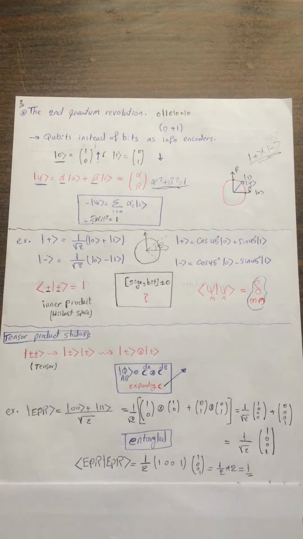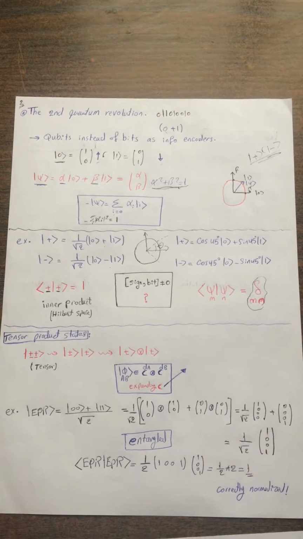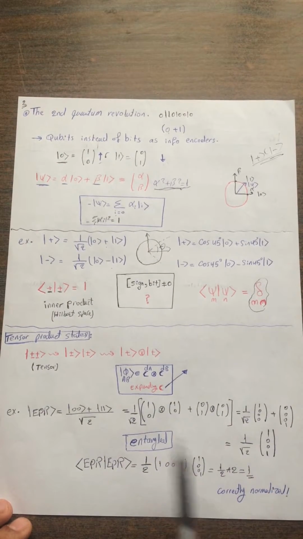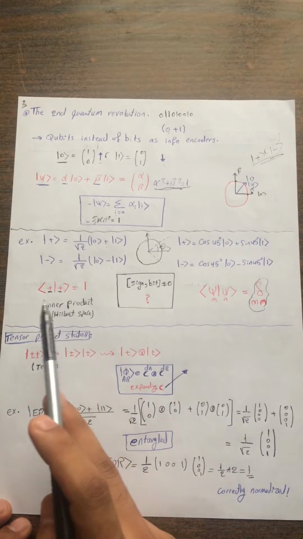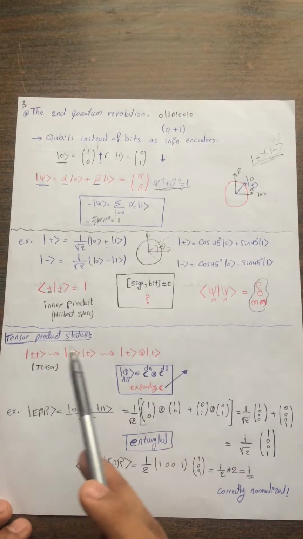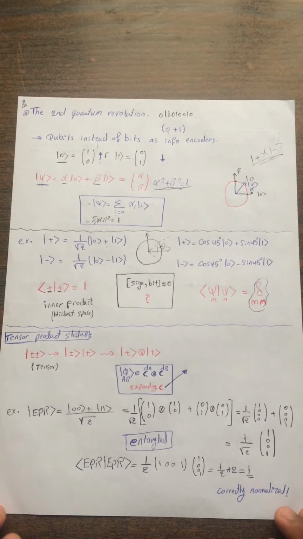So we already mentioned the inner product state, which is just the overlap. It actually gives the probability of getting the states together in the Hilbert space. But the tensor product state is another multiplication, another process with which we can expand the Hilbert space.